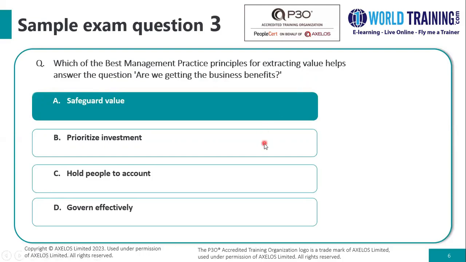Now, option B is incorrect because when we prioritize investment, we're providing senior managers with decision support. In other words, they analyze options and the consequences to ensure that the initiatives within the portfolio are prioritized. Option C is also incorrect because it's all about holding people to account, ensuring that the right decisions are escalated to the right people. And D also is incorrect because it ensures effective governance and issue risk escalation.